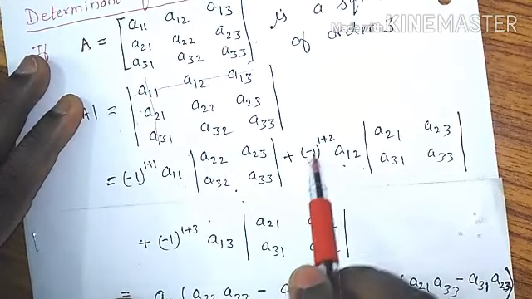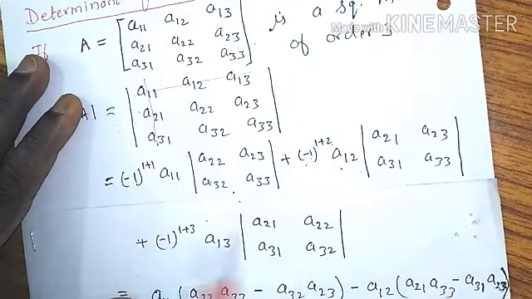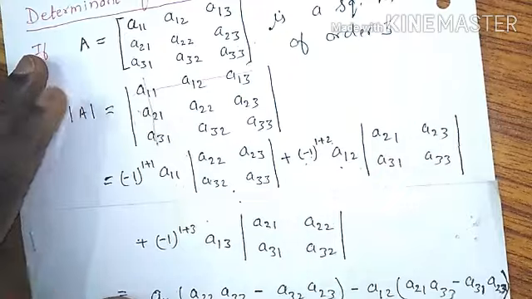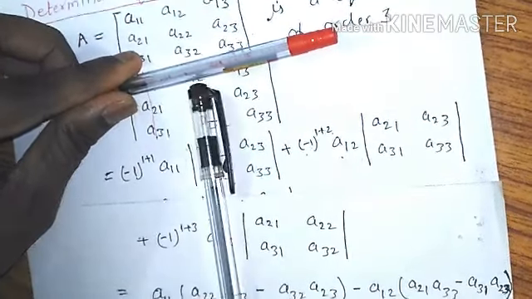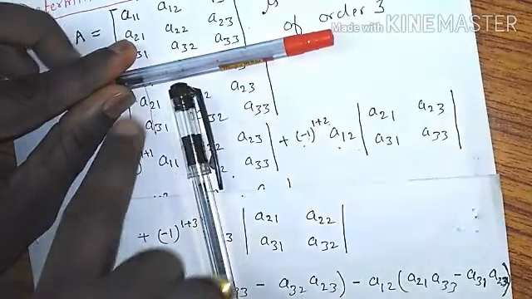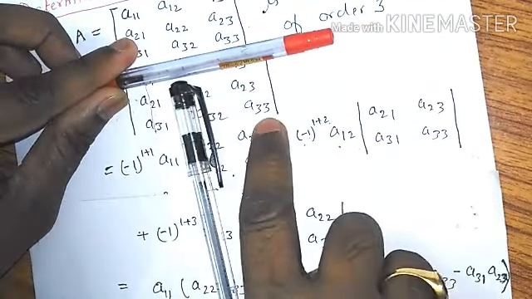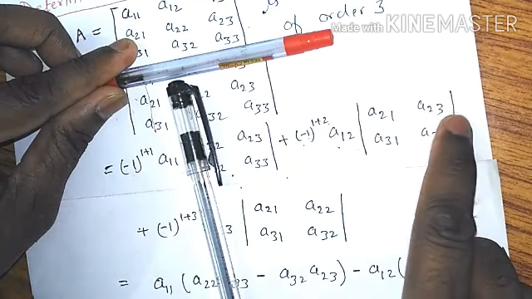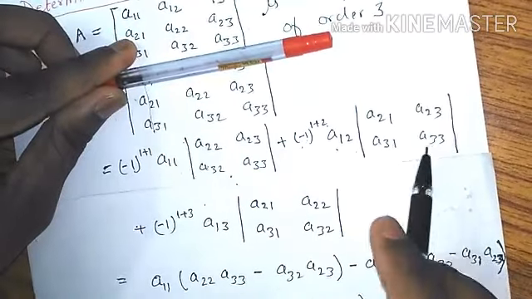Then we come to the next element of the first row, which is a12, and before that we have to take minus 1 raised to the power 1 plus 2 as I explained to you. The same way we have to delete this particular row and column, the first row and the second column. The first row is the same, so we delete this, and this column we have to delete. So you can see that these elements are left: a21, a31, a23 and a33. So I have taken here a21, a31, a23 and a33. Can you see? Like this.